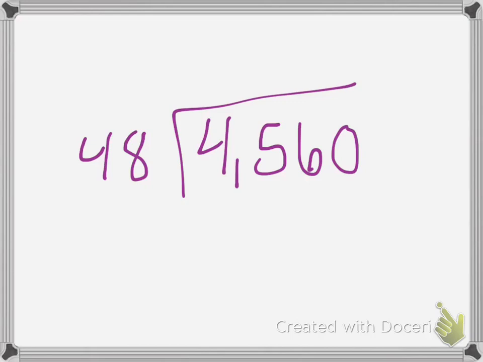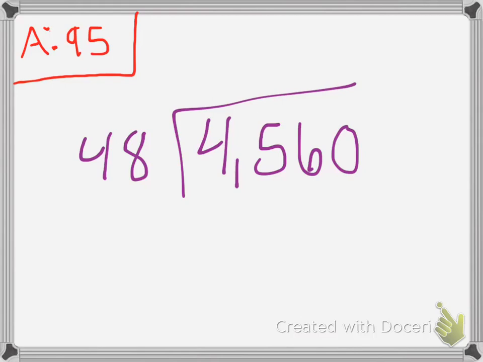Alright, so the first problem is 4,560 divided by 48. Pause and solve. Alright, ladies and gentlemen, as you see up at the top, I wrote down the answer is 95. So the quotient for 4,560 divided by 48 is 95. So let's see how we got there.